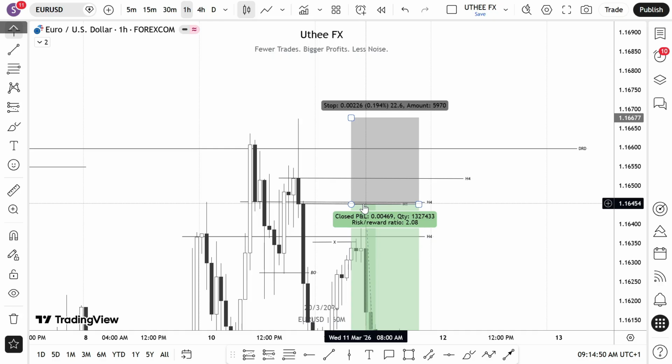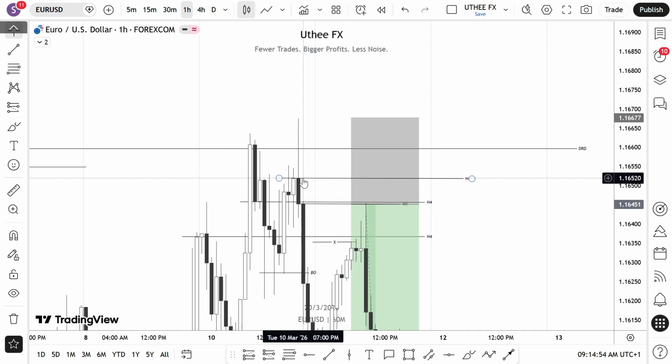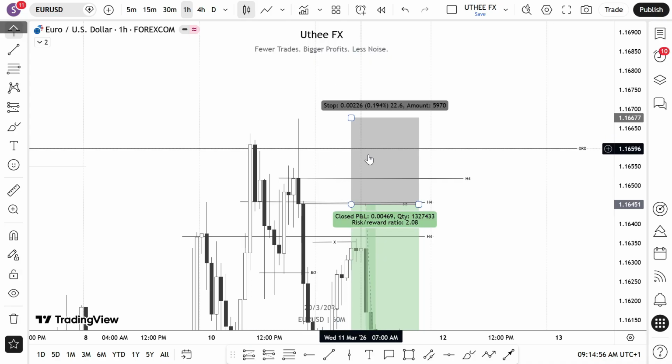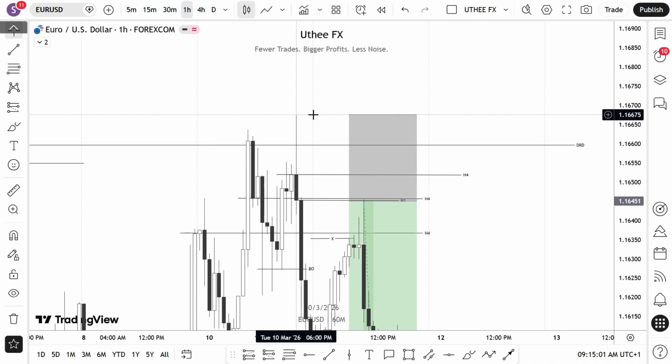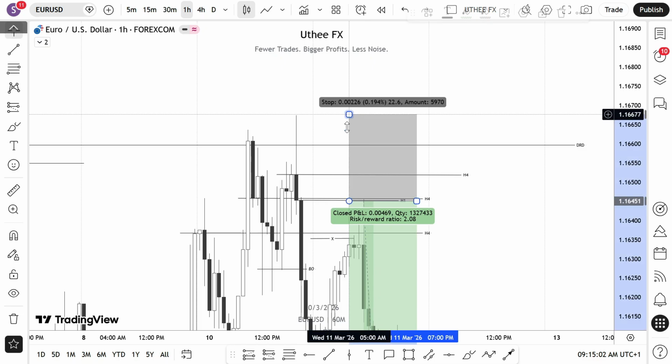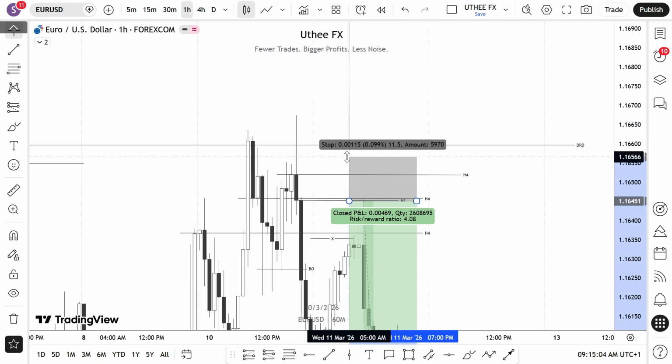Give the market room to breathe. The market can still expand, so come here, tap here. If you see it come and tap here, it does not invalidate this setup until price takes out this high. So what's the essence of doing this? Now you get, they control the market.